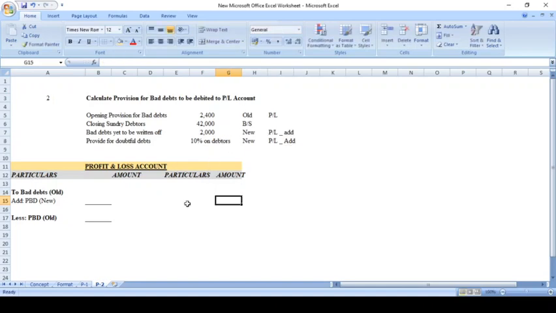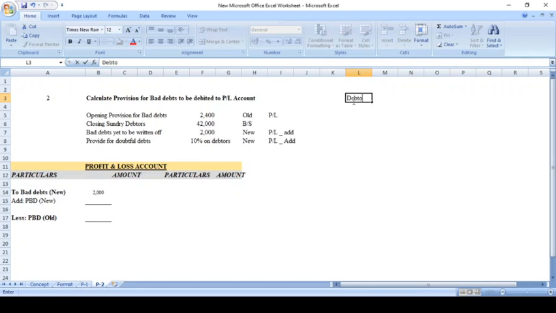Okay, so let me just start working out. Do we have an old bad debt in this problem? No, I just have a new bad debt in this problem. Okay, so what is the bad debt amount? It's 2000. So I start my answer with 2000. Okay, do I have a new provision for bad debts? Yes, I do. So how do I calculate? It's 10% on my debtors.